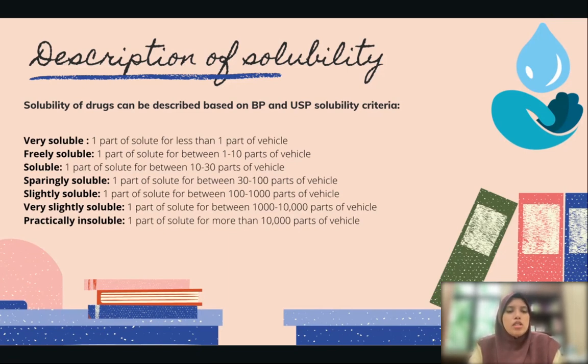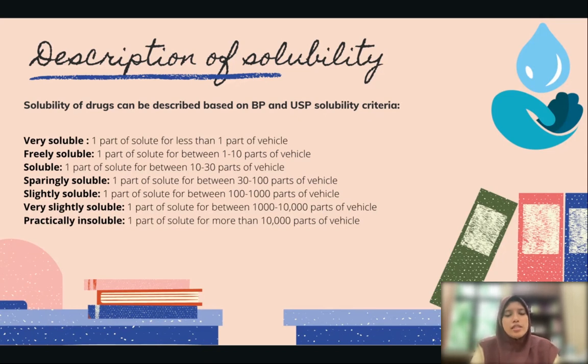So if a product is very soluble, the solubility is 1 part in less than 1 part of vehicle. So it means that 1 gram is soluble in 1 ml of water, as an example. 1 gram is soluble in 1 ml of water. So that is classified as very soluble.